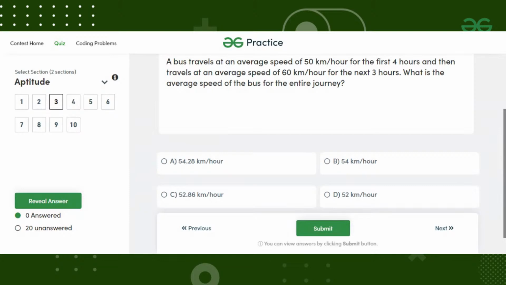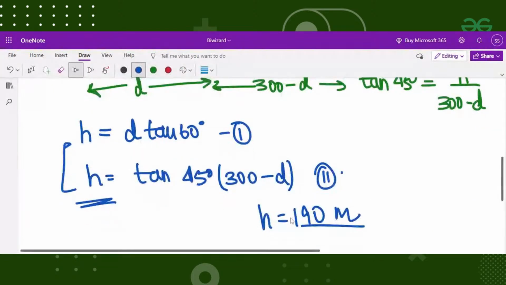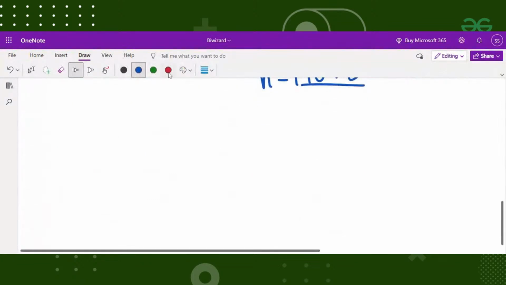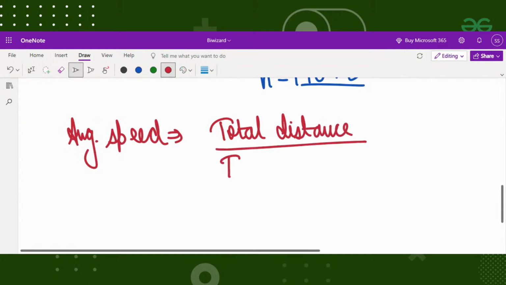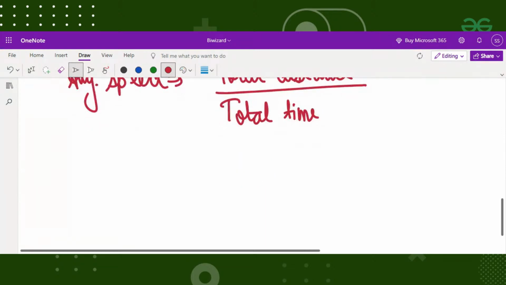So what is the average speed of the bus for the entire journey? Now, the formula for average speed is given by total distance traveled upon total time taken, right? So if you find out the total distance traveled, that we have here is the total distance traveled.